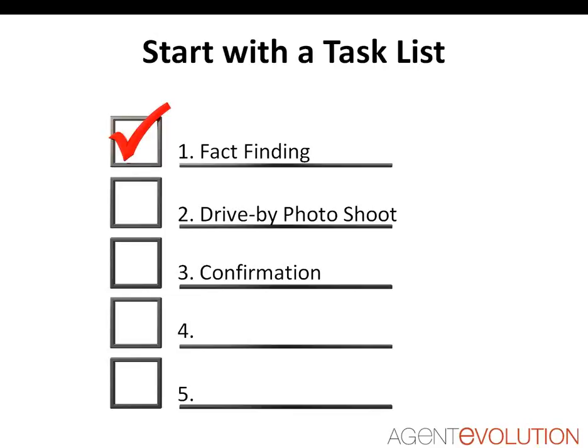Some of those tasks may include fact-finding about the home, so taking a look at sales history and tax documents, doing a drive-by photo shoot, taking a photo of the home that you can later use in your presentation, doing a confirmation phone call. And I will say 2 and 3, these different tasks could actually be a pre-listing appointment. I know some agents prefer, rather than to send a pre-listing package, they'll actually do a pre-listing appointment.